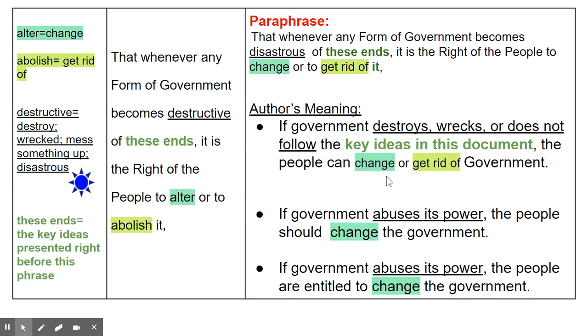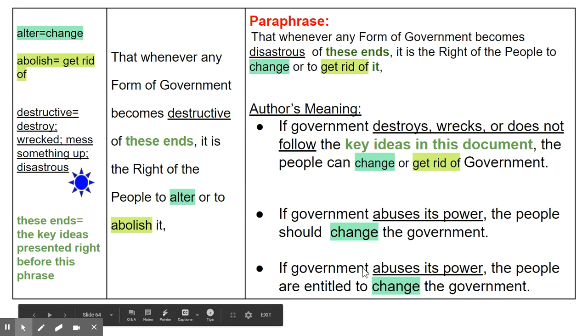Okay? And processing further, what does that mean to get rid of a government? What does it mean to violate those ideas? It's essentially an abuse of power. So if government abuses its power, the people should change the government. If government abuses its power, the people are entitled to change the government.